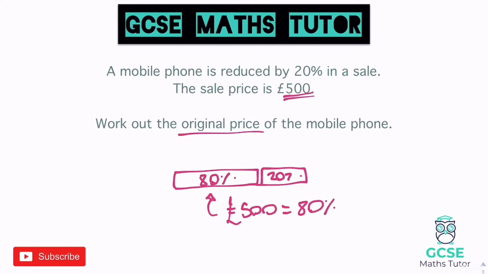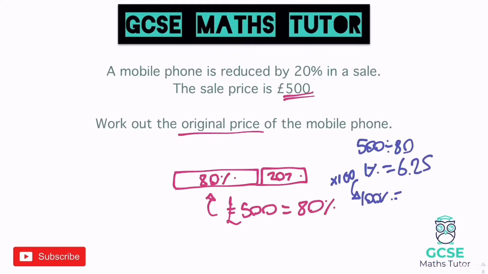So if we have a calculator, we can do 500 divided by 80. That tells us 1% is £6.25. And then we can times that by 100 to get 100%. And that would be 100%, what we're looking for, equals £625. Oh, that's not a six, £625.